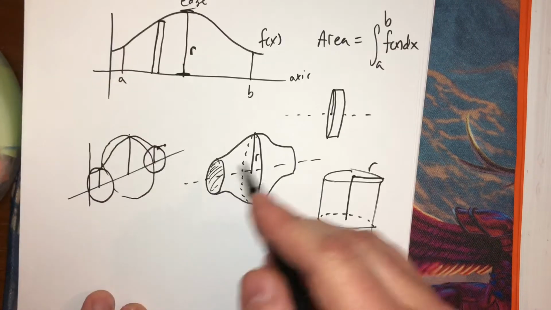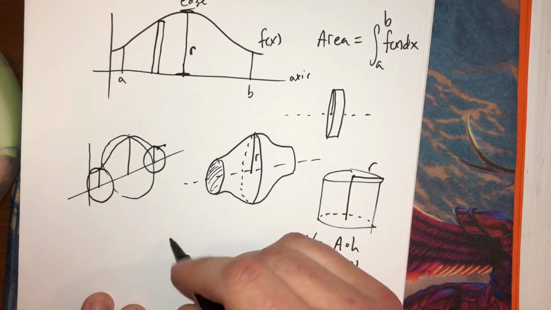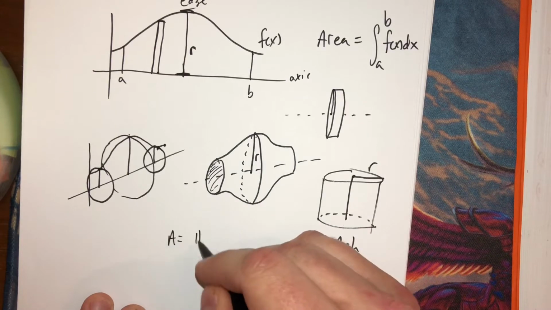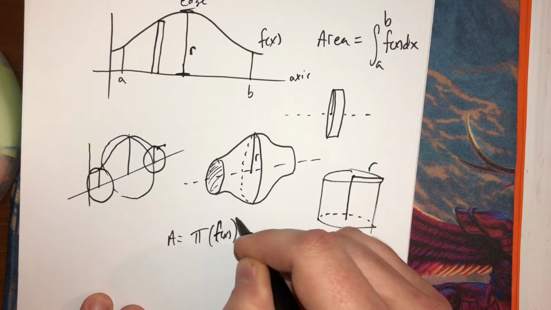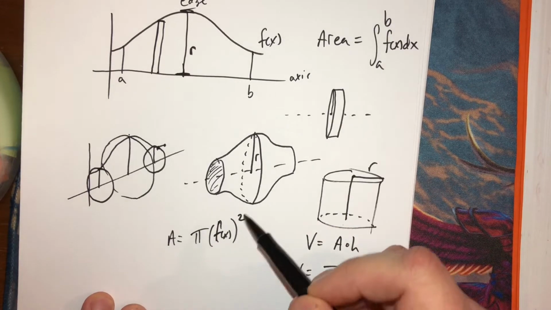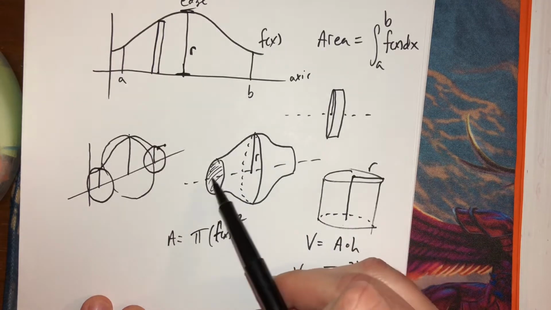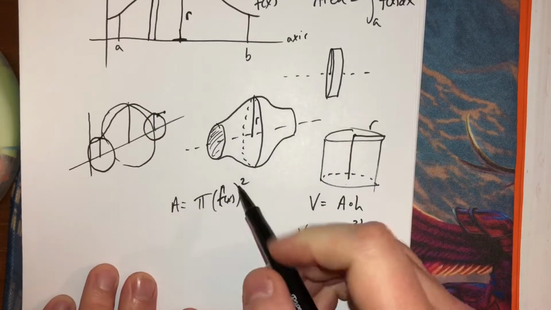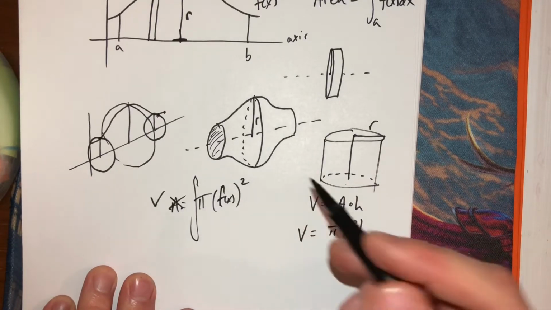So the area of one of these circles, I could say, is pi times f of x squared. That's the area of one of the circles. And if I then wanted to take that circle and add it to all the other circles that I get here, all I have to do is integrate that, and now it's volume.